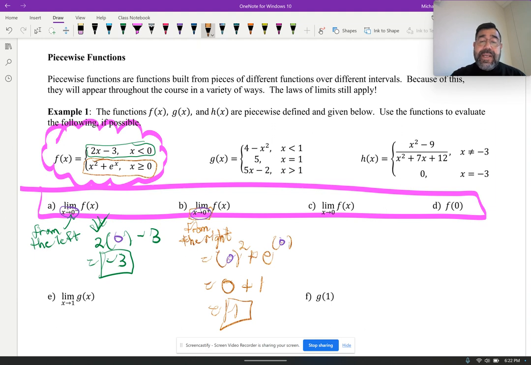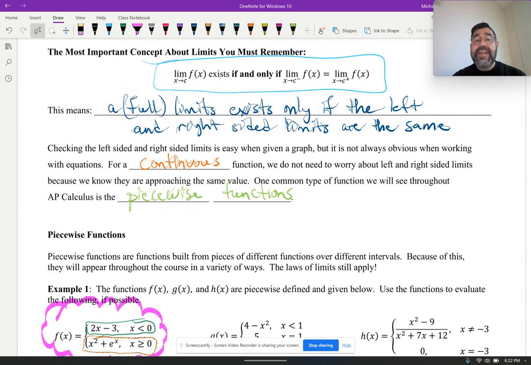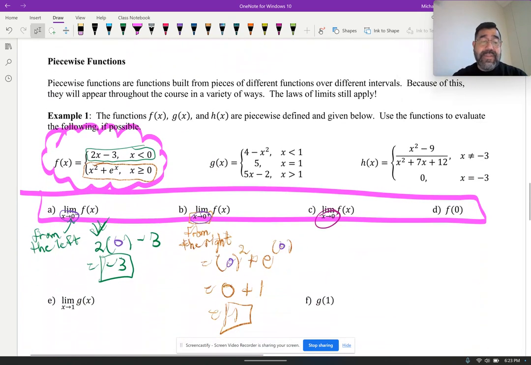All right, we get to letter C. Find the limit of f of x as x approaches 0. Well, that's a full limit, not left only, not right only, but from both sides. So the question is, if I go back, if I look at this part, do the left and the right agree? Because that's what we've set up here, that the limit will exist if, and only if, the left side and the right side match. Well, they don't.